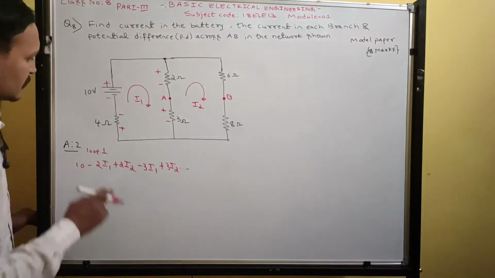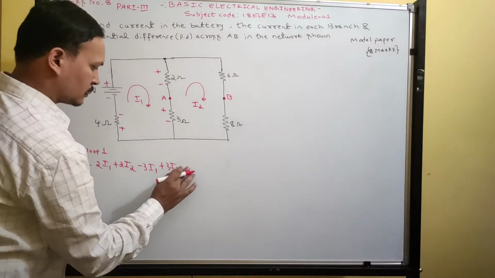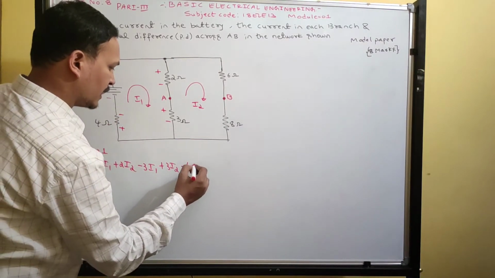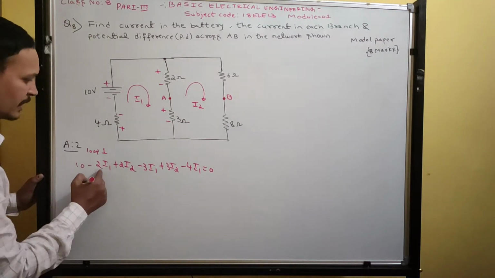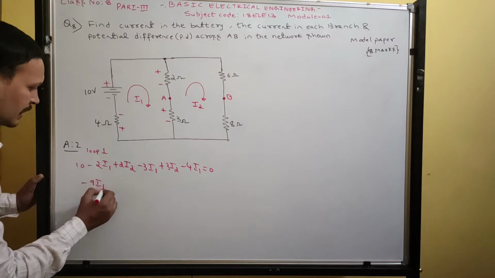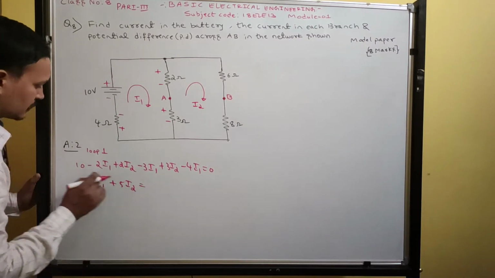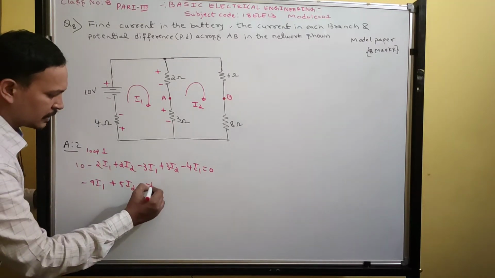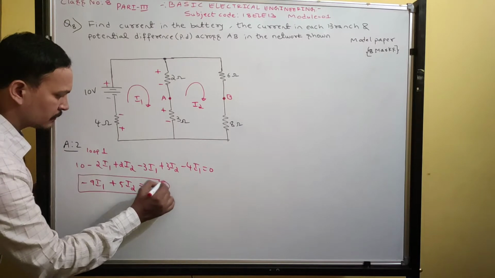So what is that? This one. Okay, so see the I1 current: plus 2 minus drop, minus 4 I1 equals 0. Now add all the I1s: minus 2, minus 3, minus 5, minus 4, minus 9 I1, plus 5 I2 equals, take this 10 to that side, then it becomes minus 10.